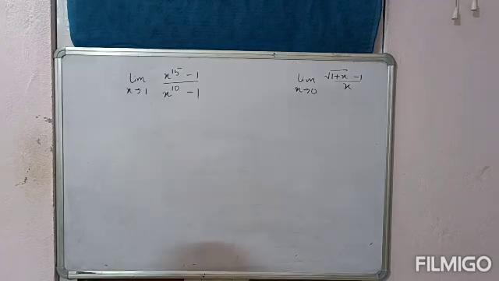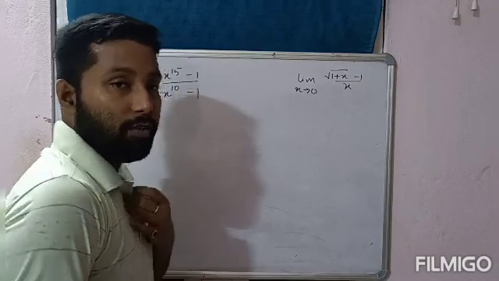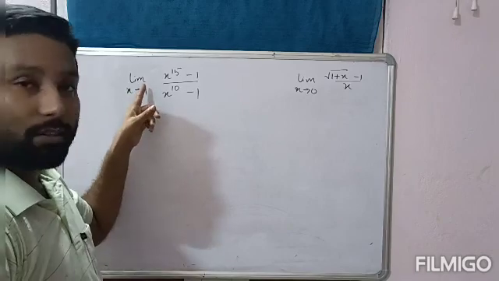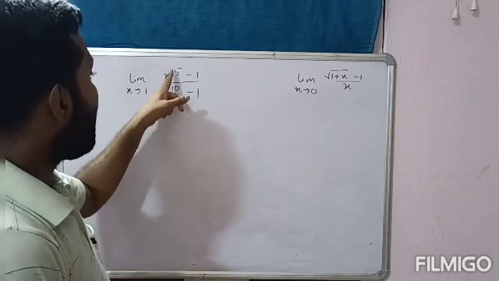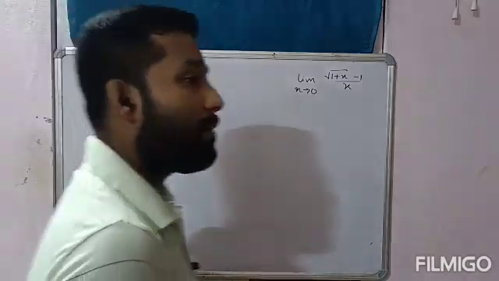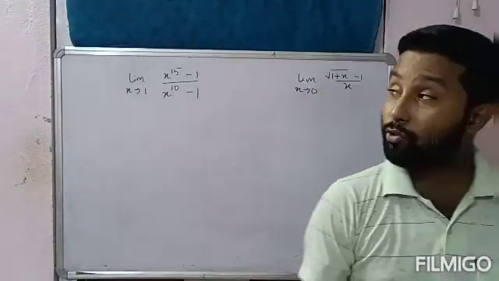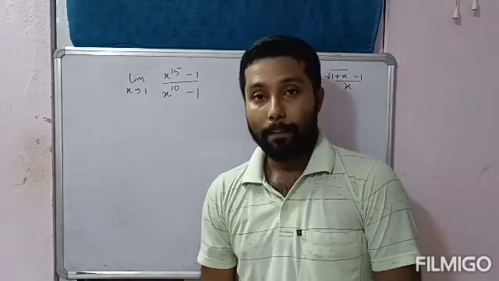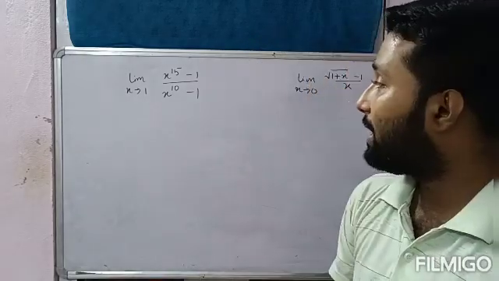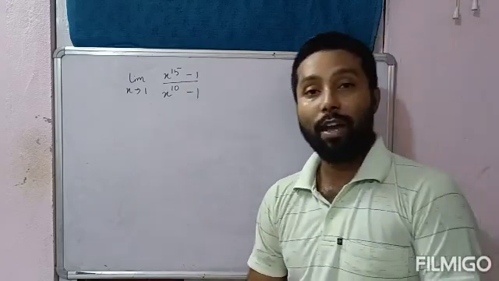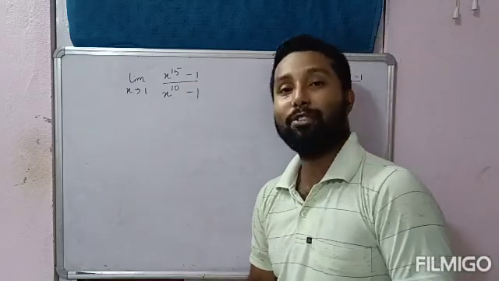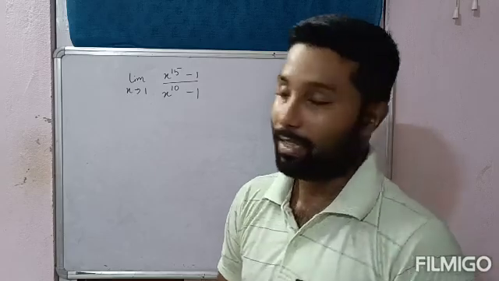So the next question, look at the next question. Evaluate: the question is, evaluate limit x approaches 1, x to the power 15 minus 1 by x to the power 10 minus 1. Look at the exponents. न्यूमरेटर में जो एक्सपोनेंट है वो है पावर 15 और डिनोमिनेटर में जो एक्सपोनेंट दिया गया है वो पावर है 10, राइट?